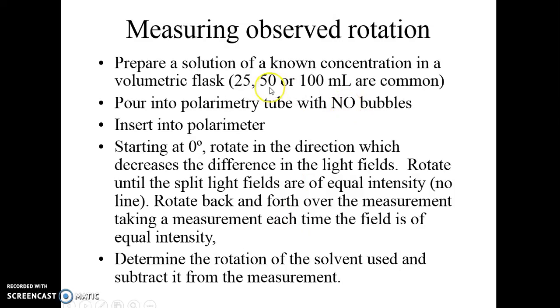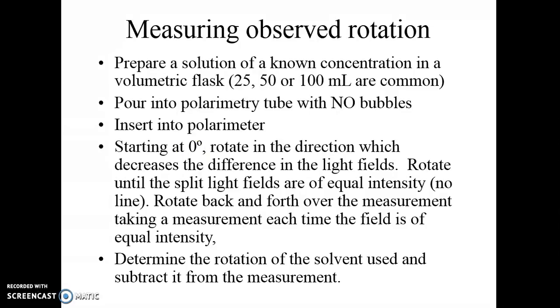So what you're going to do is use a volumetric flask to precisely prepare a known concentration, and you pour it into the polarimetry tube. The tubes that we have a bubble catcher in there, so you can have bubbles in it. You then insert it into the polarimeter, and you start at 0 and you rotate in.